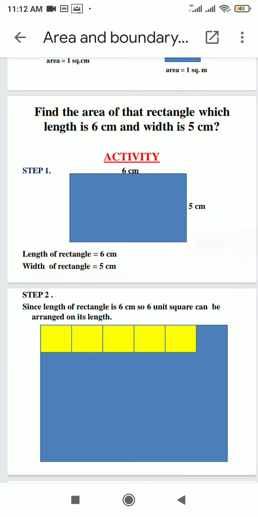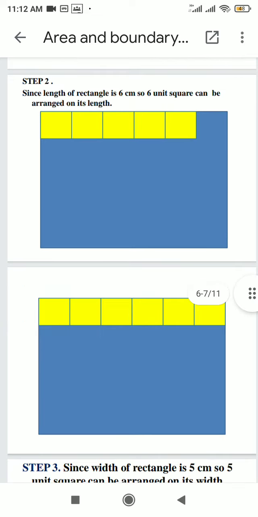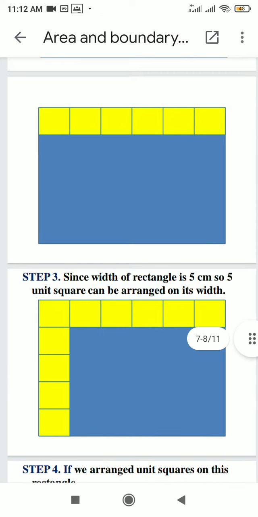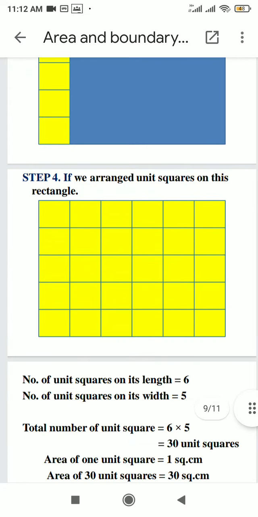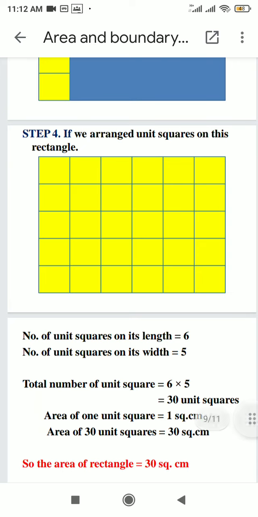Step 2. Since the length of the rectangle is 6 cm, 6 unit squares can be arranged along its length. Step 3. If we arrange unit squares on this rectangle like this, the number of unit squares along its length is equal to 6. The number of unit squares along its width is equal to 5.